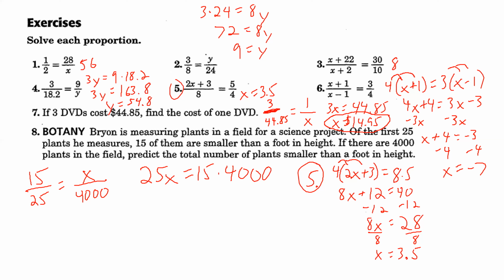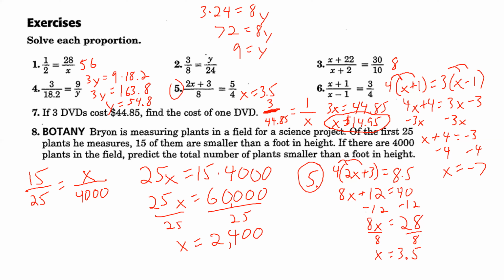So now 15 times 4,000, that's 60,000. And then finally divide by 25. And x for the plants that are under a foot are going to be 2,400. All right. So that was the homework from Friday.